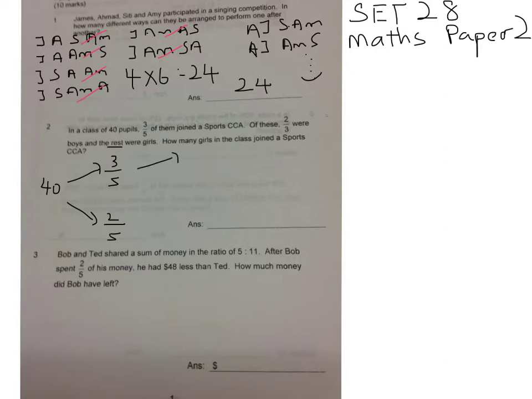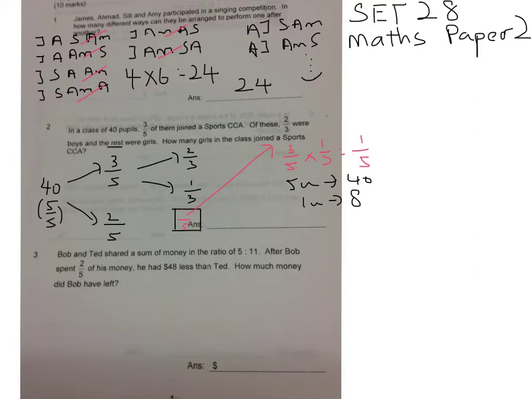Okay, out of these 3 over 5, 2 over 3 were boys, and 1 over 3 were actually girls. So how many girls in the class? So we need to find out this box here. Okay, so this box is actually 3 over 5 times 1 over 3, and that will be 1 over 5. Alright, so we know that this 40 is 5 over 5. So 5 units give me 40. 1 unit, which is 1 over 5 here, actually gives me 8. So question 2, my answer is 8.